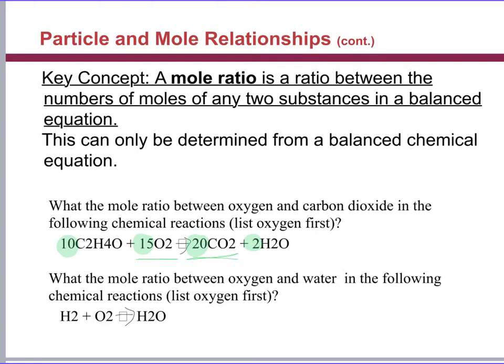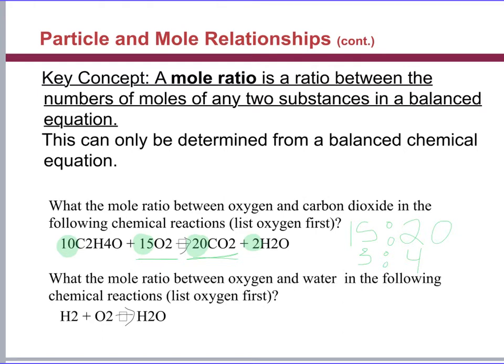So I know you guys are familiar with ratios from math. If we look at this, we could say we have a ratio of 15, that's oxygen's coefficient, to 20. You are familiar with the two little dots, and when you read a ratio, this would read 15 to 20. Okay, you also can see with these numbers that this could reduce. 5 can go into both of these. So oxygen to carbon dioxide has a ratio of 3 to 4. Okay, and that's one way that we could write this.